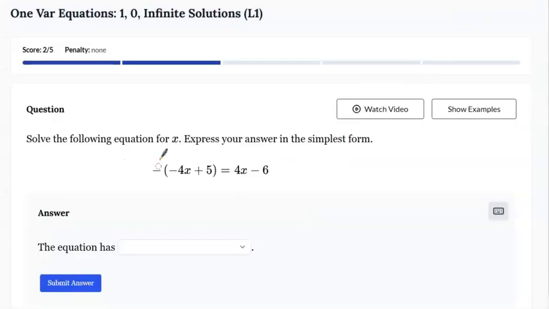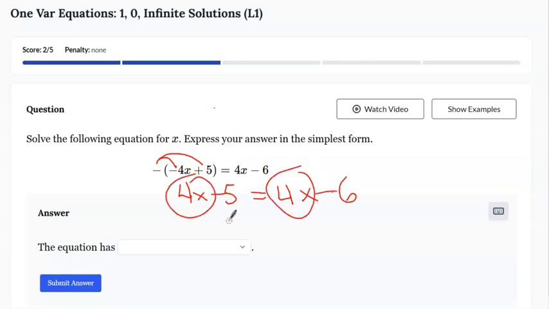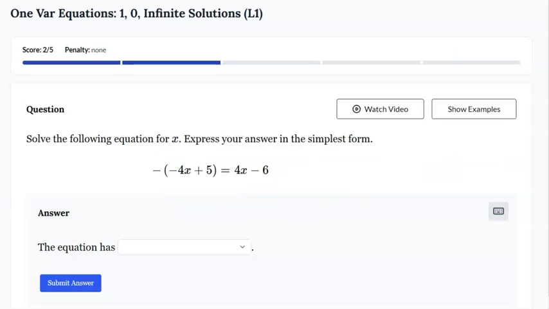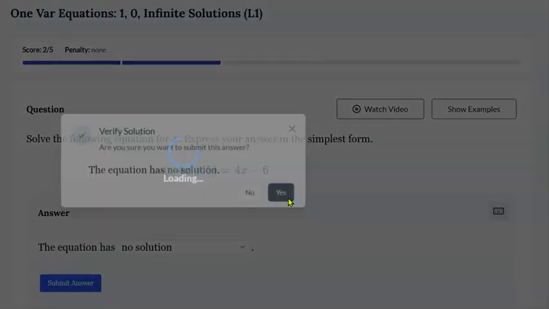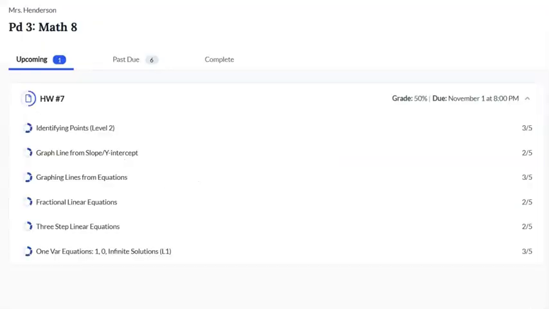Again, clear any parentheses or grouping symbols. Look carefully at your x's. Do they match? Yes. Then you have one of these special solutions. Look next at the constants. If they do not match, then you have no solutions. If they did match, you would have infinitely many solutions. And that concludes homework number 7.